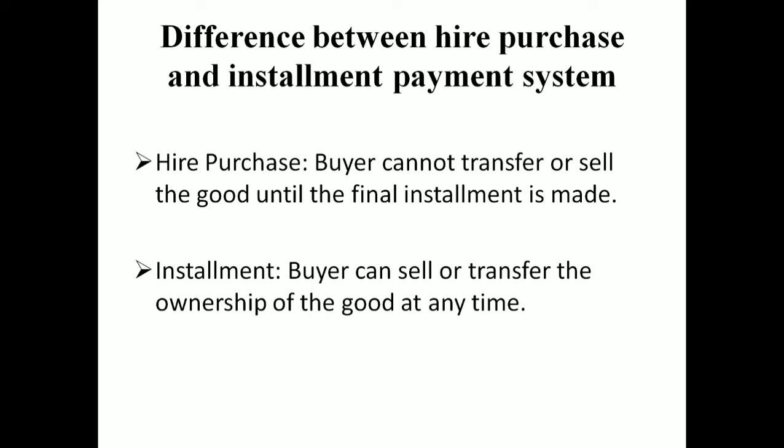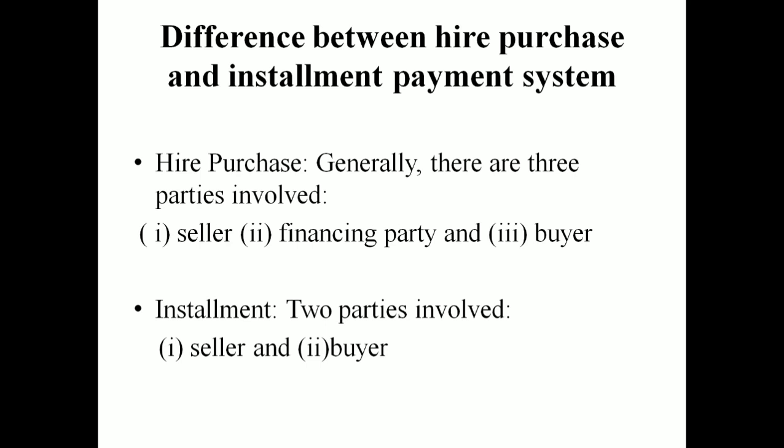Another difference between hire purchase and installment is that normally there will be a seller, a financing party, and a buyer. That is the hire vendor and hire owner, the two parties. In addition to that, there will be a financing party, like a bank. And in the installment system, there are two parties, the seller and the buyer. So this is the difference in the parties involved in hire purchase and installment system.